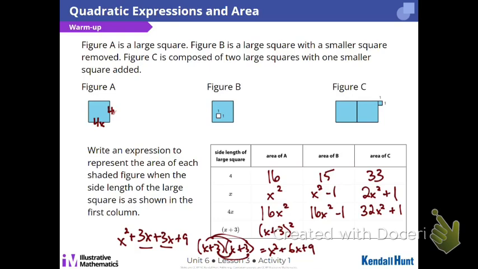So let's check out area of B. It's just whatever A is minus 1, right? Does everybody go with B? Whatever A is minus 1. And then C is just 2 of whatever A is plus 1. So you could write it as 2 of these x plus 3 squares and then plus 1.